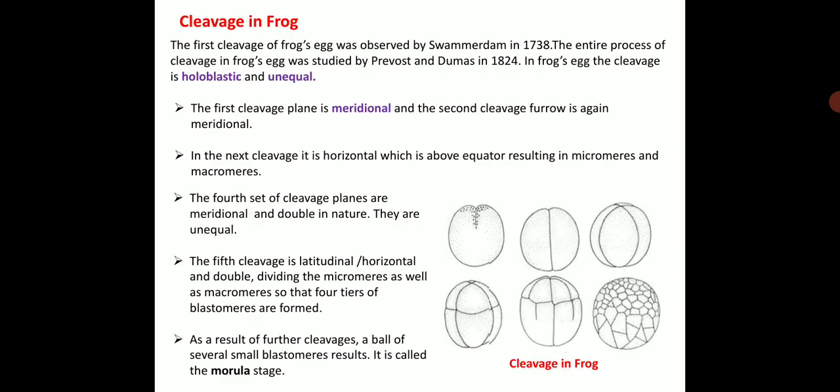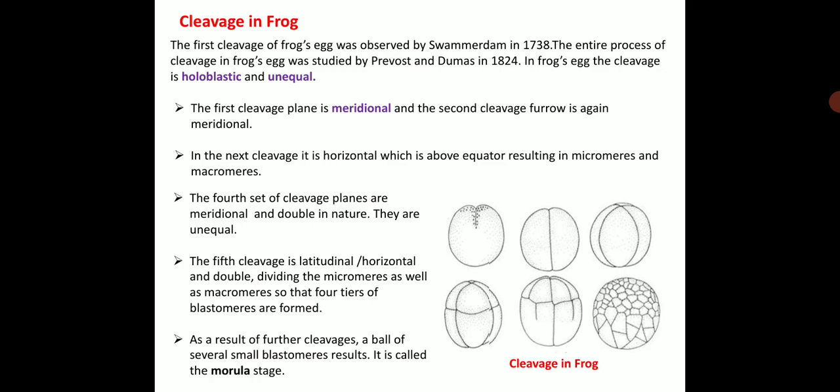Next, in your syllabus, you should make a comparative study of the blastulation found in the frog as well as in the chick. Before going to the comparative study, first we'll start with the cleavage in the frog. The embryonic development process starts with the cleavage, then it moves to the morula, and then to the blastula.